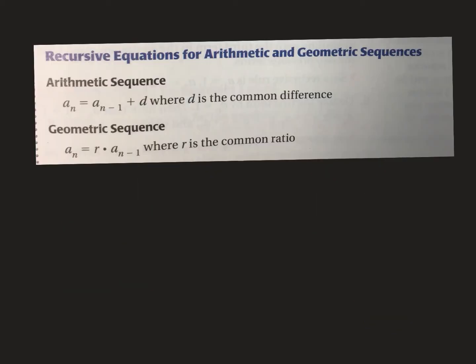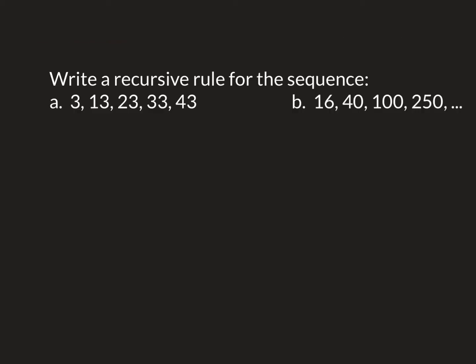All right, so the way you write a sequence recursively for an arithmetic or geometric is, if it's an arithmetic one, we're going to write it just by doing the previous term plus whatever d is, plus what you're adding. If it's geometric, we're going to take the previous term and multiply it times r, whatever your common ratio is, like we did in geometric sequences. Okay, let me show you a couple of these.